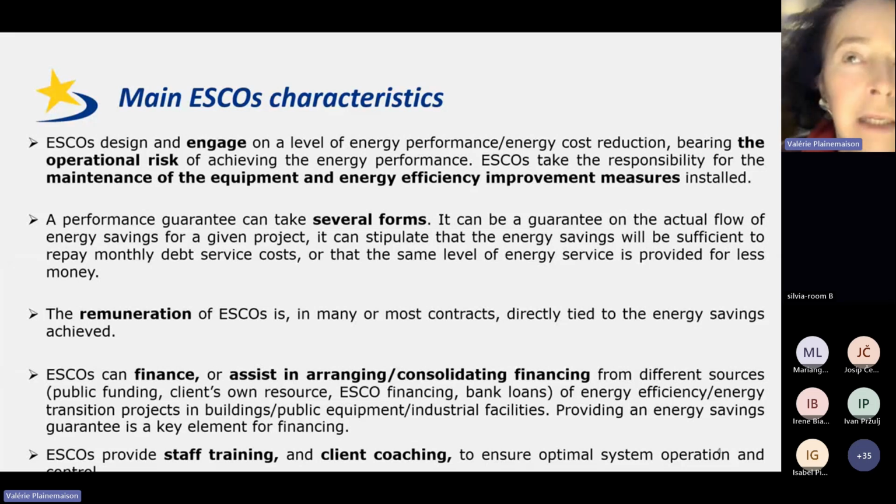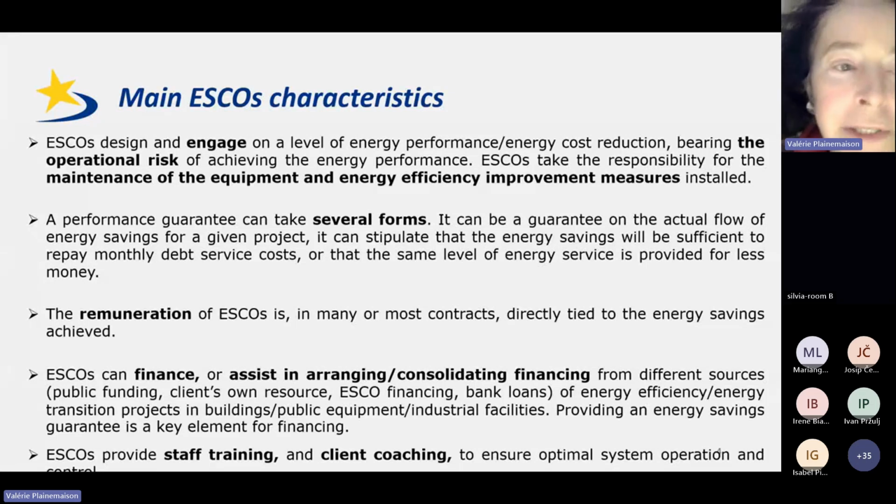So once again, there is not only one type of ESCO. ESCOs can be big, small, private, not private, work on certain kinds of clients. It's very various, and the performance guarantee can take several forms, but it's contractually guaranteed. So that's also in the ESCO characteristics if they work under energy performance contracting.